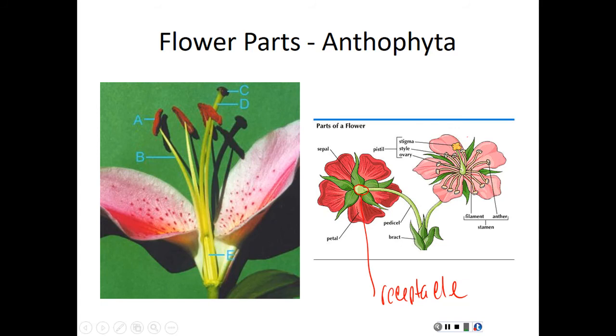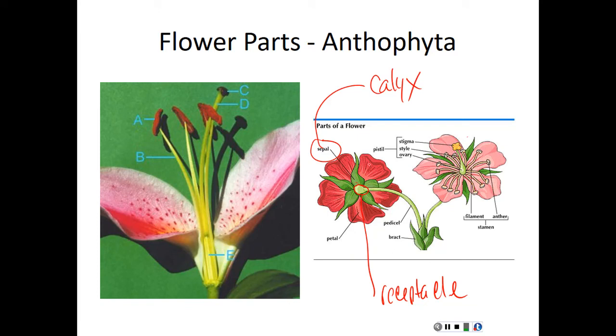The first whorl of tissue we encounter as we work our way from the receptacle are what we call the sepals. These can be leaf-like in appearance. Sometimes they're petal-like in appearance, but we're going to use a really obvious example where they're leaf-like in appearance. These protect the flower when they're in bud. Sepals collectively are sometimes referred to as the calyx.